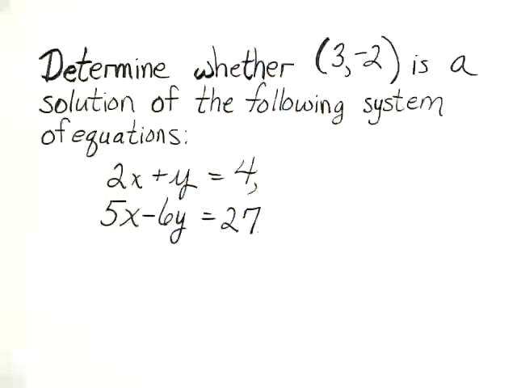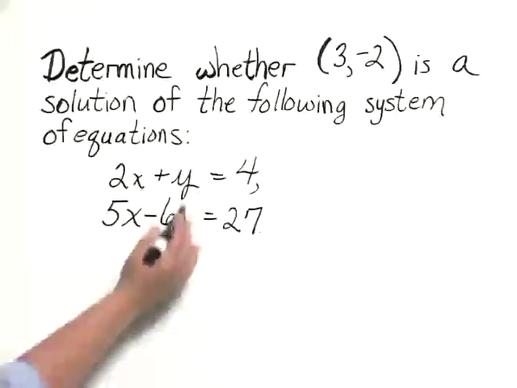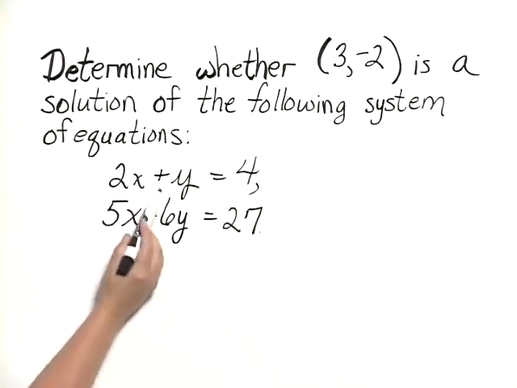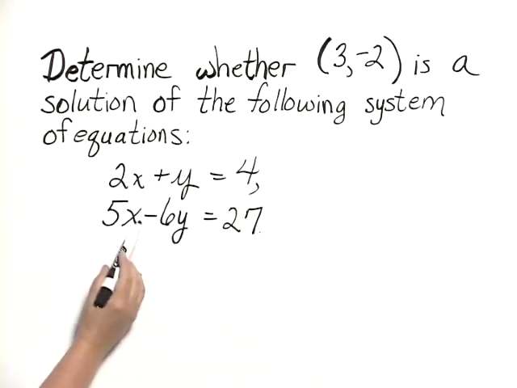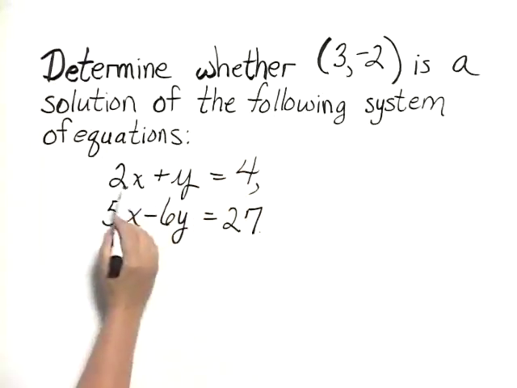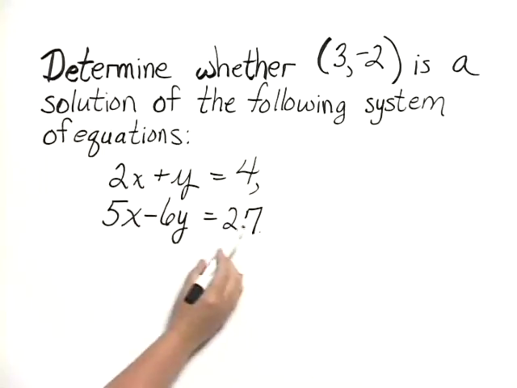Determine whether (3, -2) is a solution of the following system of equations: 2x plus y equals 4 and 5x minus 6y equals 27. In order for (3, -2) to be a solution of this system, it must make both equations true. So we substitute (3, -2) into the first equation, and if that is true, we also substitute it into the second equation to see if it makes that true as well.